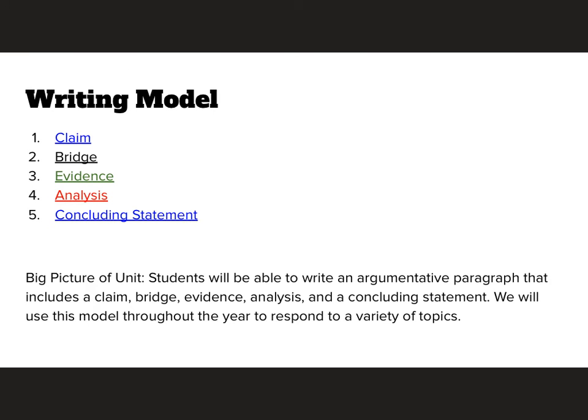So that's it about the purpose and tone of your argumentative writing, but just as a reminder, our writing model follows this suit. So we've got our claim, our bridge, our evidence, analysis, and our concluding statement. You'll notice that I colored these because I'm going to ask you to do the same thing in your writing because it helps both me and you distinguish between the two. Then overall, the big picture of our unit for the next couple of weeks is you're going to be able to write an argumentative paragraph that includes a claim, bridge, evidence, analysis, and a concluding statement. We are going to use this model, so this is important because we're going to be using this model throughout the entire year to respond to a variety of topics.